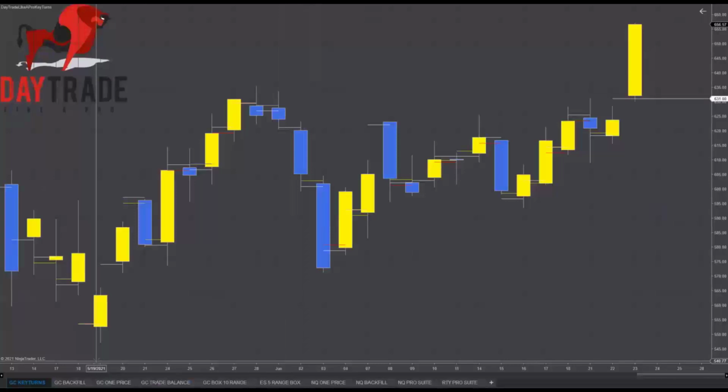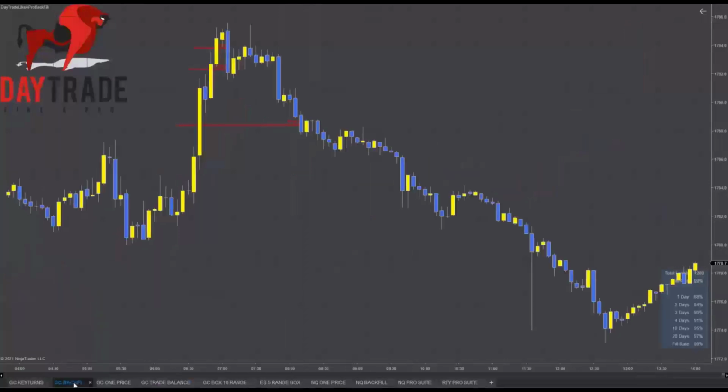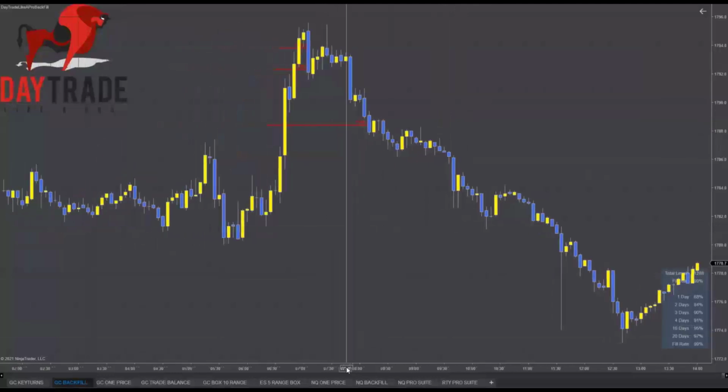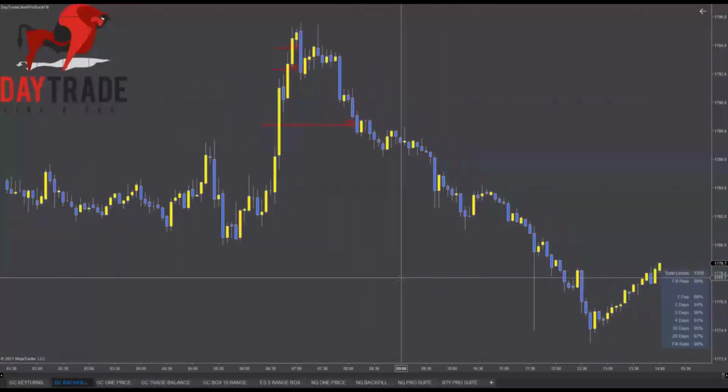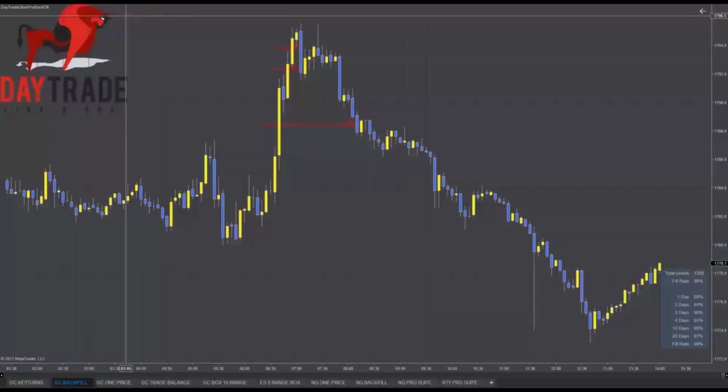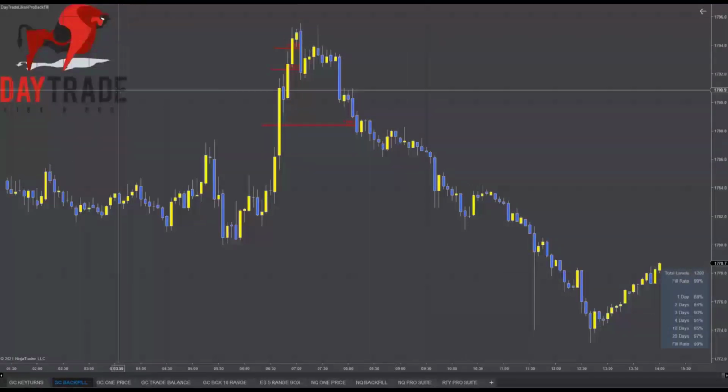Okay, so let's pivot and go look at something else. We looked at backfill a little bit in the last training. This is gold on backfill. Now, here's the thing with backfill: it's going to change based on the chart that you have it on.